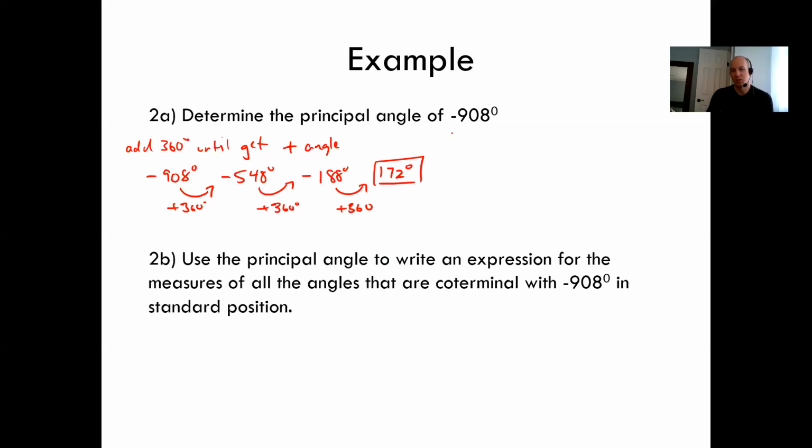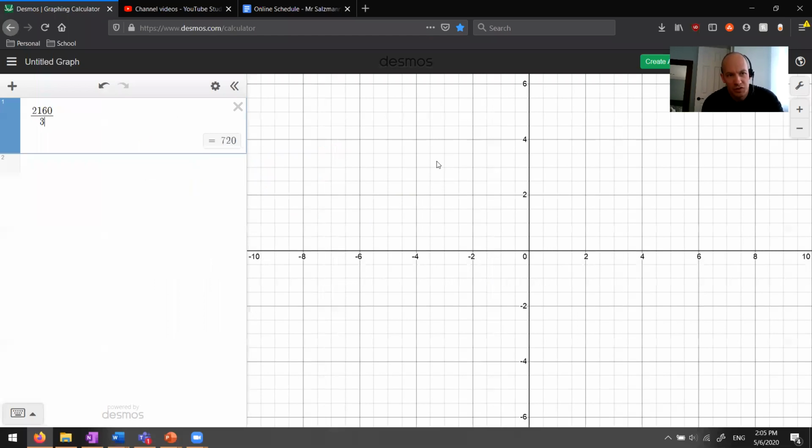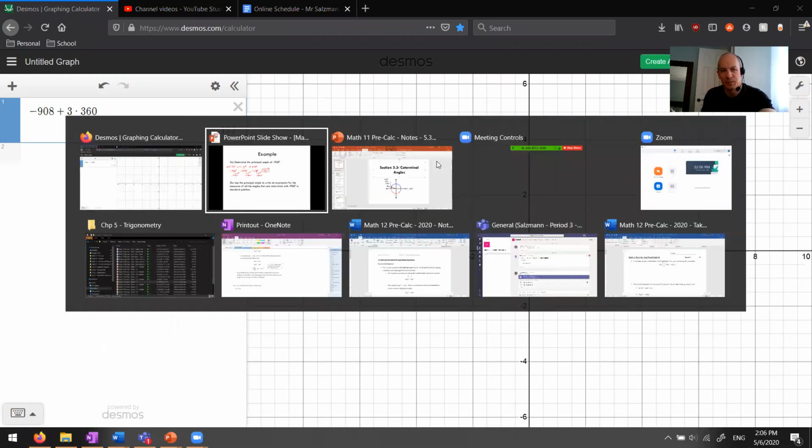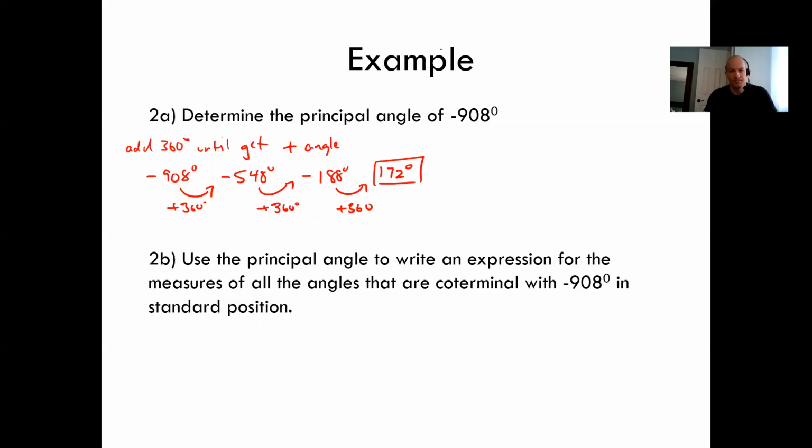So determine the principal angle of negative 908. That would be 172 degrees. Just to confirm, I'm going to jump over to Desmos. I'm going to say negative 908, and I'm going to add 3 times 360 degrees just to check my math. There it is, 172. Cool, and that's it. Just a little note here, we'll say stop at the first positive angle.